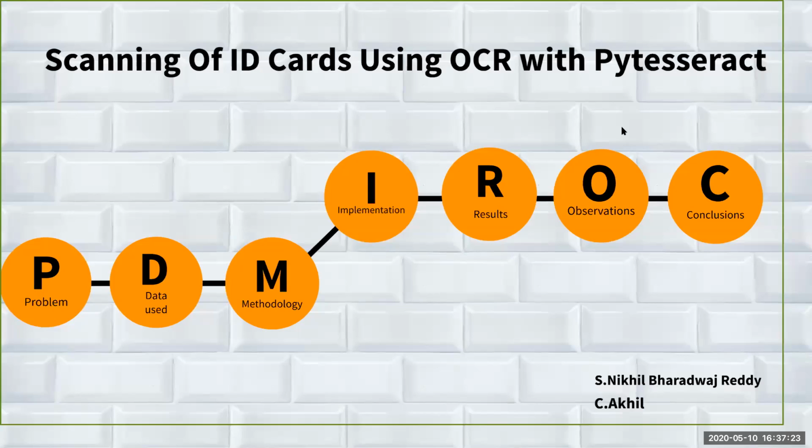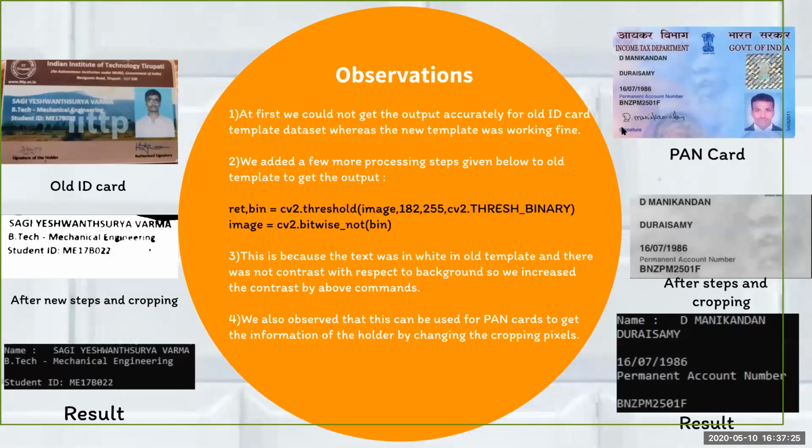The next step is observations. Initially, what we observed when we tried to convert an old ID card template using OCR is that there is not much contrast between the background and the text. As you can see over here, the text, the information which we want to extract, is written in white, and the background is also not a dark color, so there is not much contrast between the white color and the background.